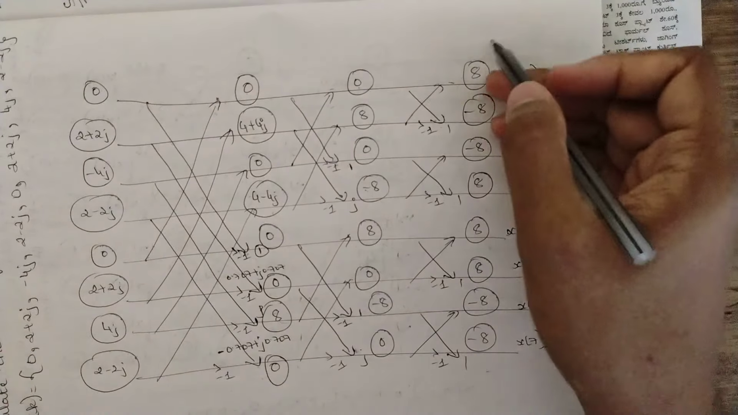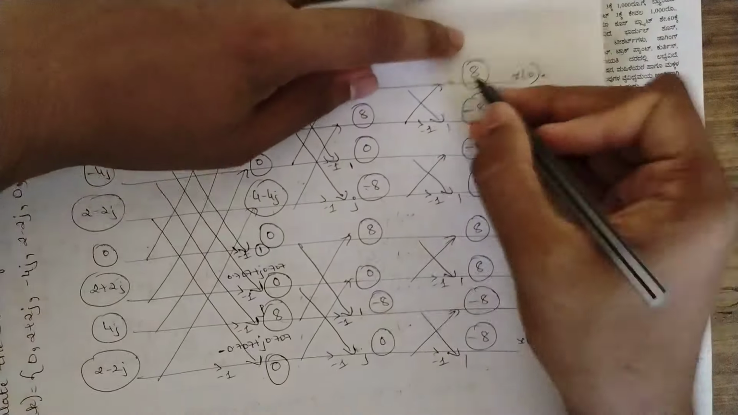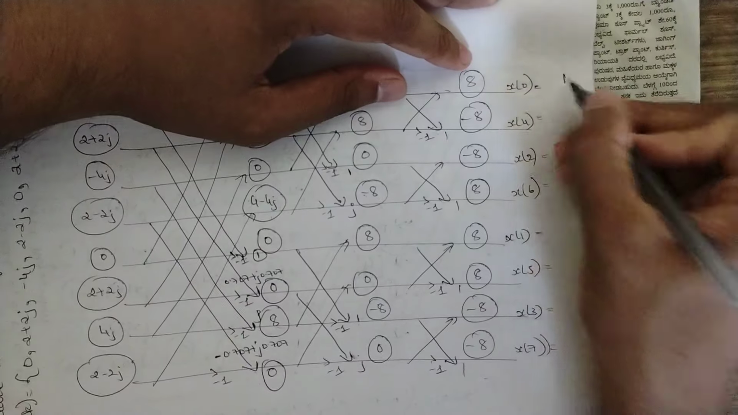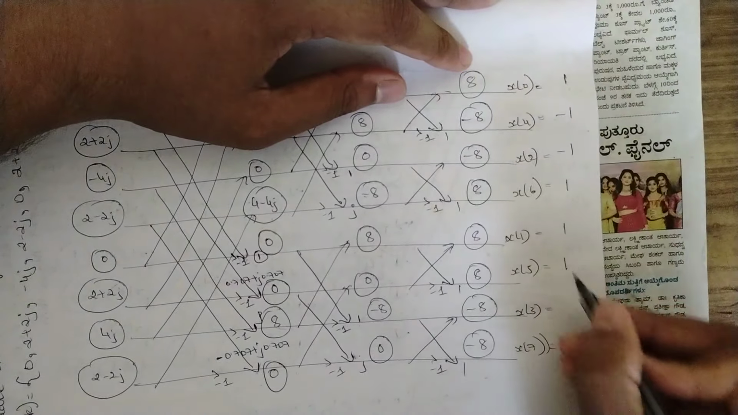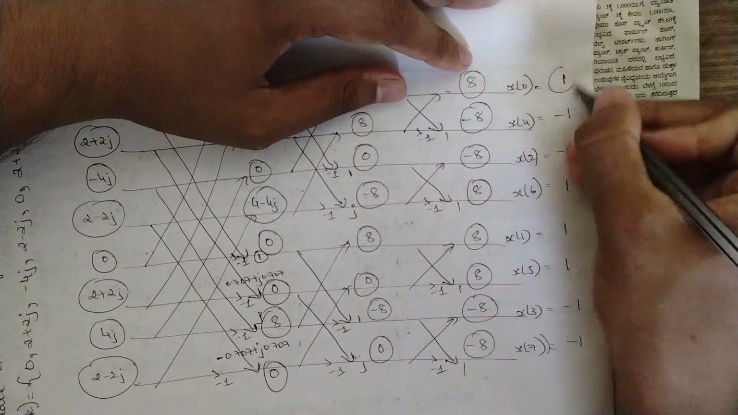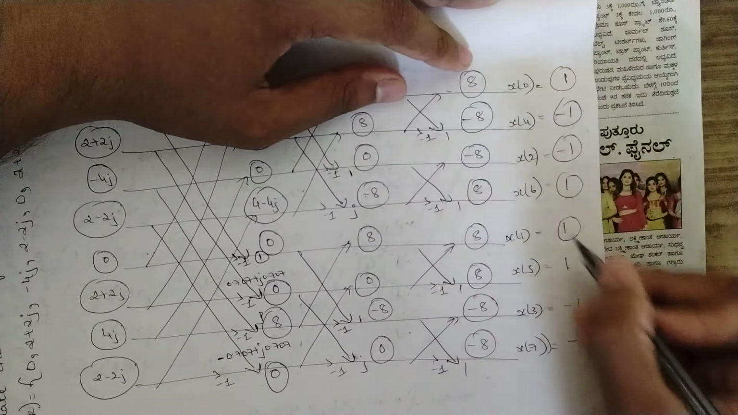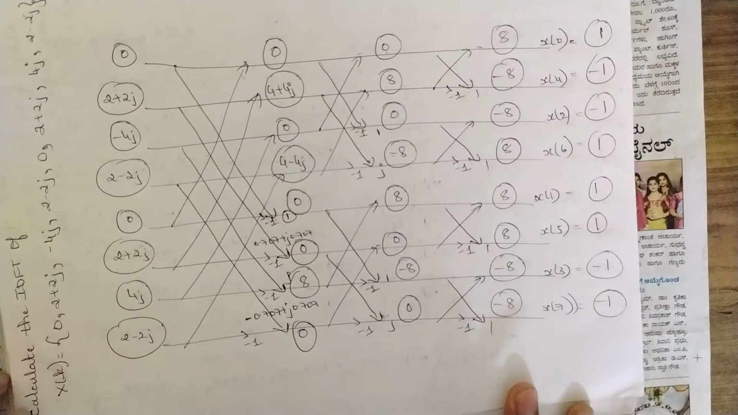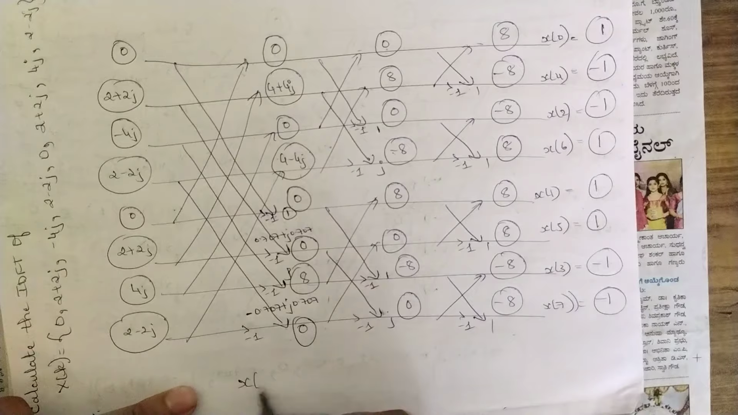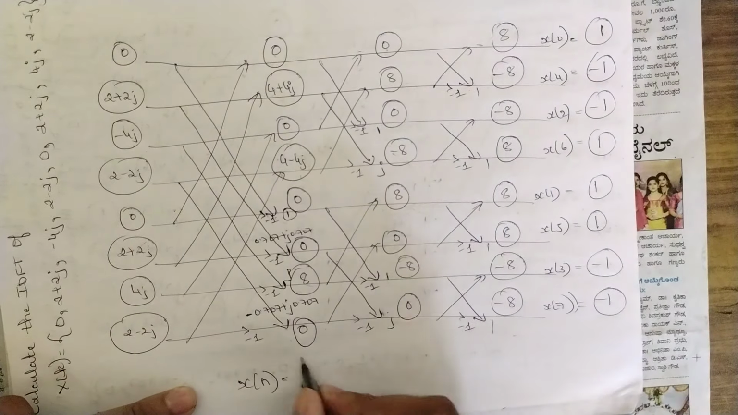Now nothing much to do. All these terms we should be dividing by 8. So 8 by 8 is 1. So this is 1, minus 1, minus 1, 1, 1, 1, minus 1, minus 1. So these are the answers which we got here after dividing by 8. So now we should not be writing in sequence. We should be writing in terms of x of n, because the outputs are shuffled, right?